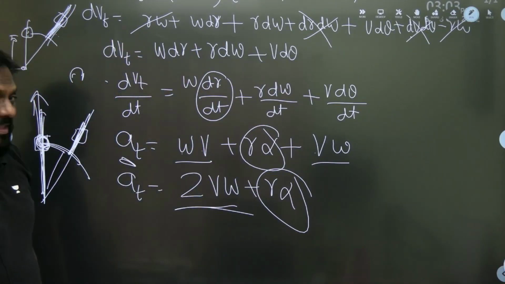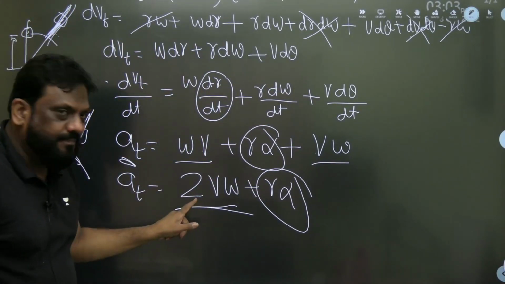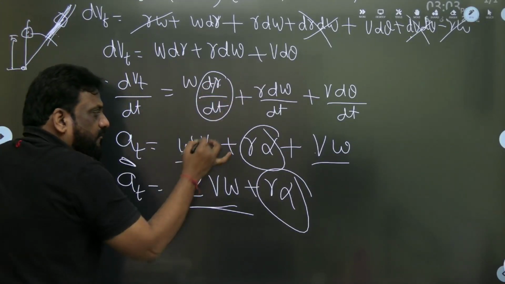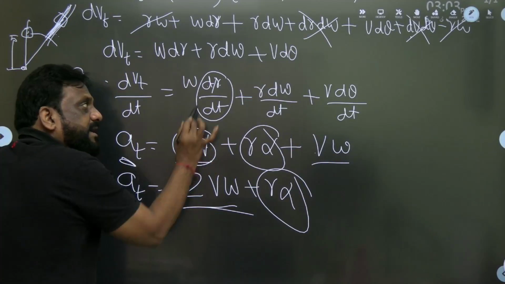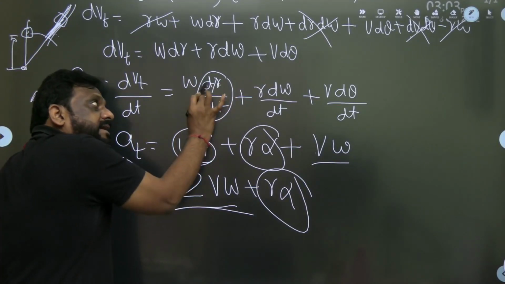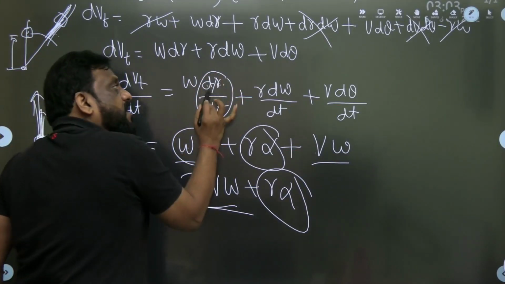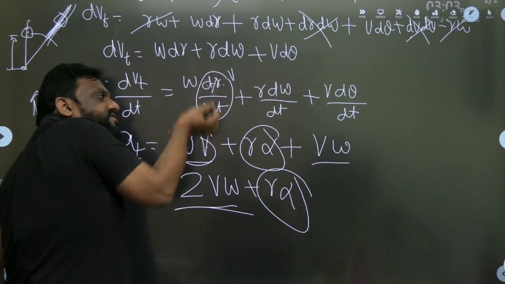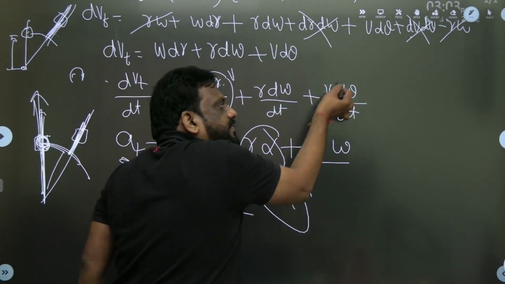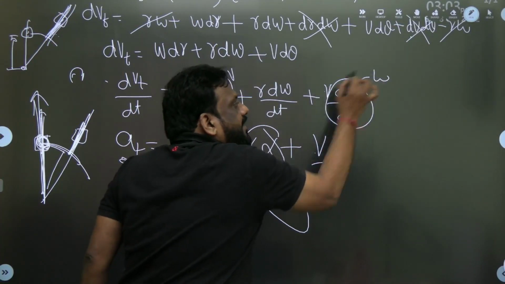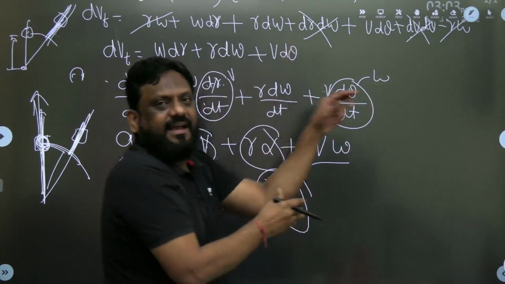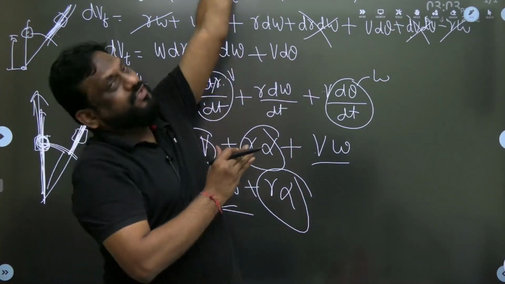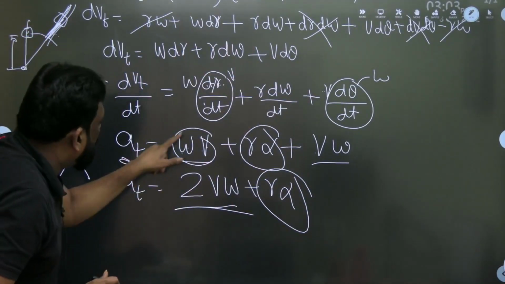Very good, sirs. In interviews they may be asking why 2. Please listen. One v omega is coming due to velocity of sliding. Dr by dt is sliding velocity. The other v omega is coming due to change in angle. So one v omega is coming due to rotation, other v omega is coming due to sliding. So that's why you get the value 2.